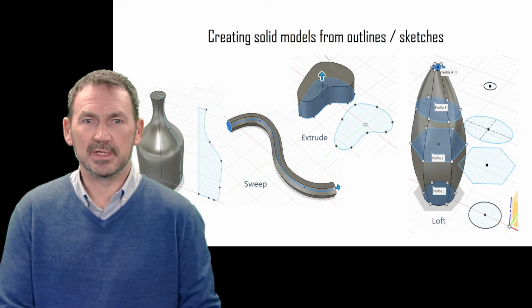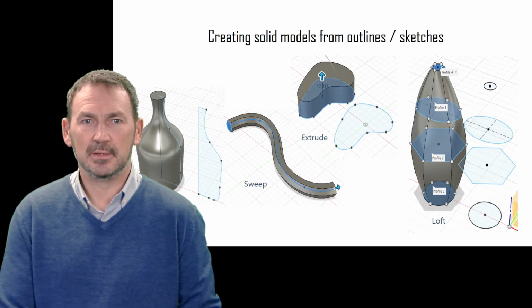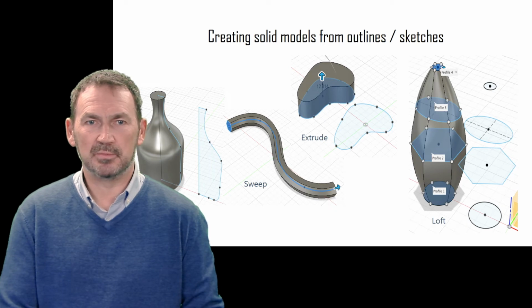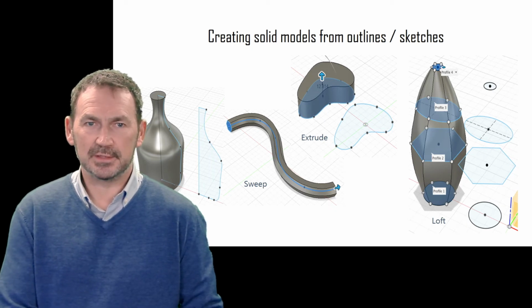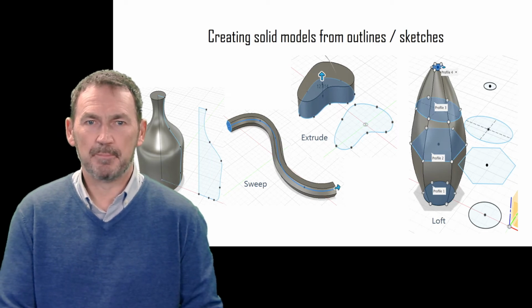The sweep tool needs just 2 sketches. The first one is the cross section, seen here as a hexagon. The long curved line is then drawn before the hexagon is swept along it to make the solid. This is useful for modelling power cords or pipes.